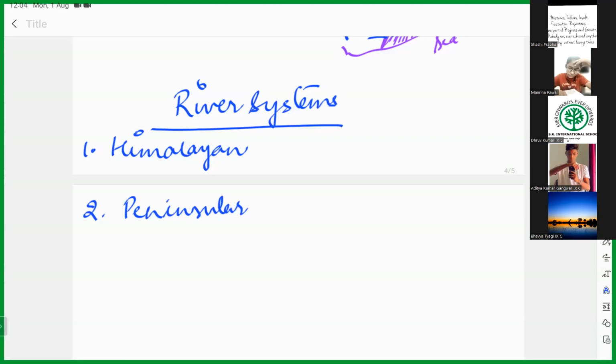Tell me, beta. The rivers which have origin from the Himalayas and pass through North India are known as the Himalayan river system. Very good. And the rivers that pass through the peninsular region of the country and merge into the sea from the peninsular region are the peninsular river system. First one is correct. Second one, a little bit correct. Half of it is correct. Well tried. Very good, Aditya.